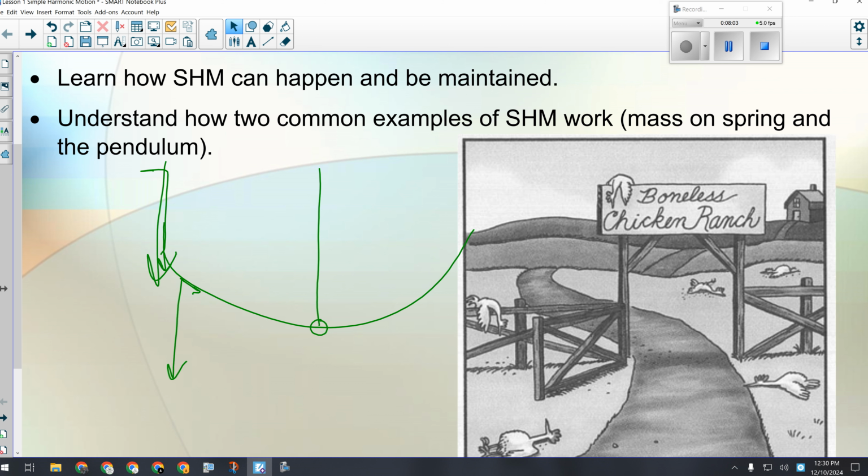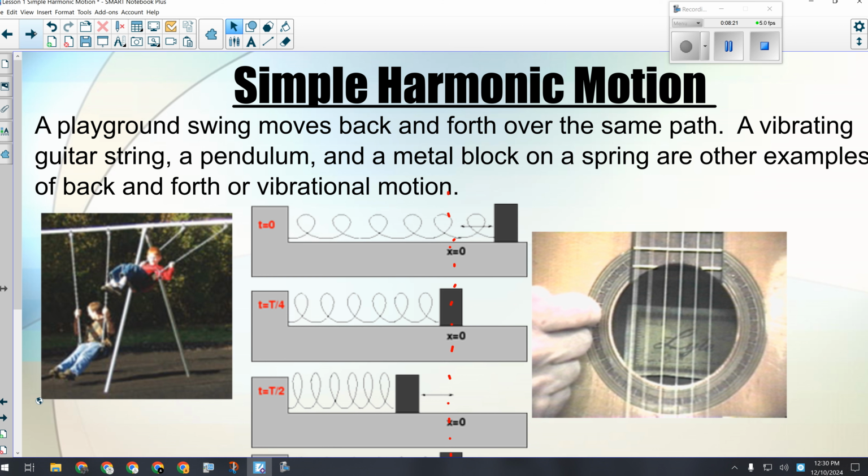And just so you know, because sometimes people really have trouble with the idea that the force increases linearly away, but the force of gravity doesn't increase. You're right. The force of gravity doesn't increase, but the part of it acting along the path does. All right, so a playground swing oscillates back and forth. The playground swing is just a pendulum.